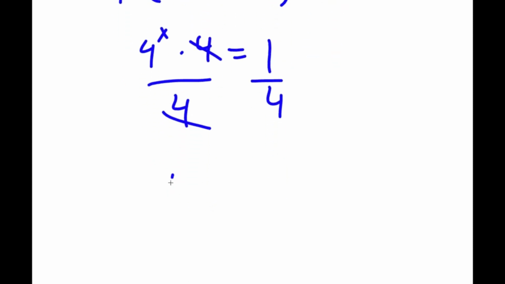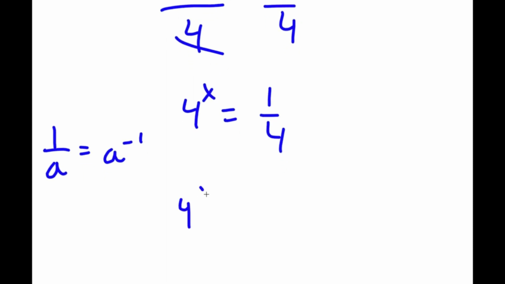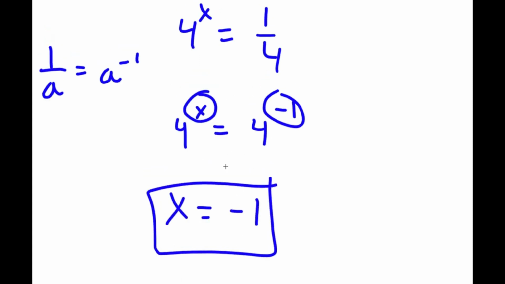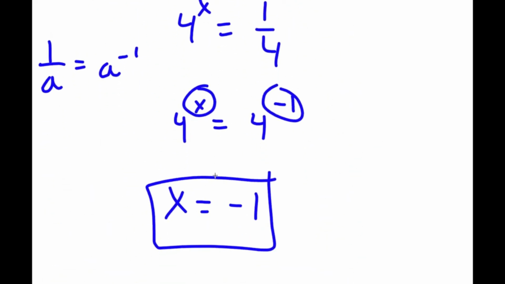So then these two cancel out, and I'll be left with 4 to the power of x is equal to 1 over 4. Now, if I have something in the form 1 over a, this is the same thing as a to the power of negative 1. So 1 over 4, that's going to equal 4 to the power of negative 1. And now, since these two are equal to each other, the exponents are equal to each other as well. So I'm left with x is equal to negative 1 again. So that's two ways of solving this equation.